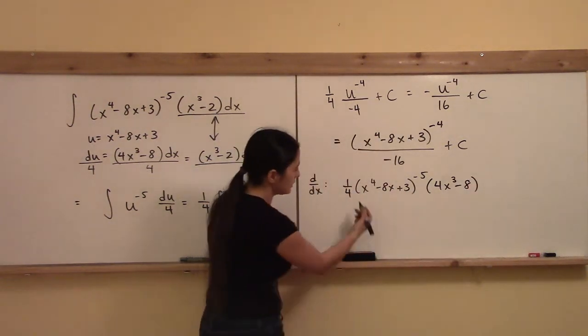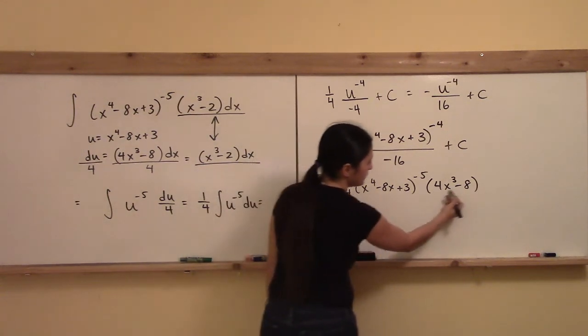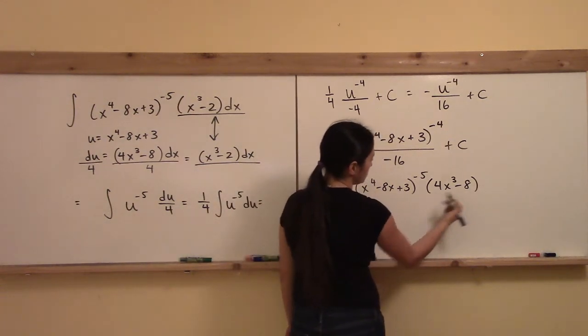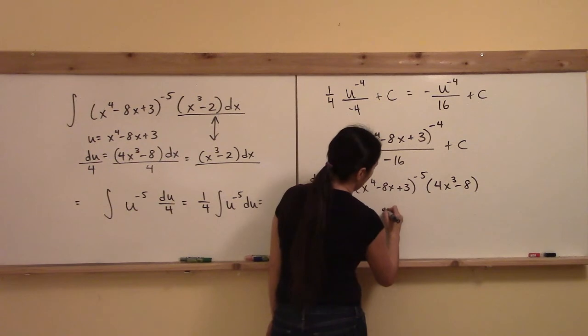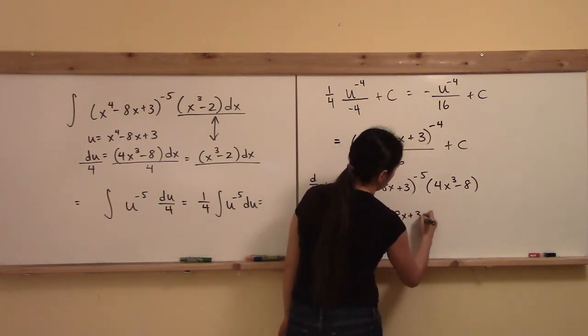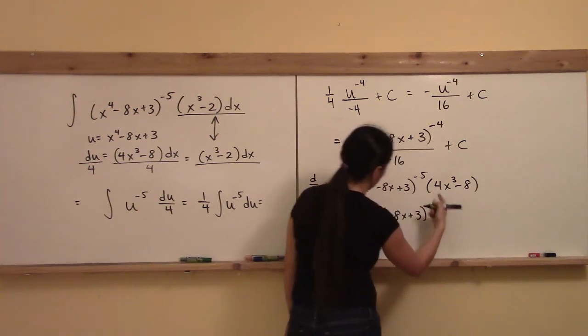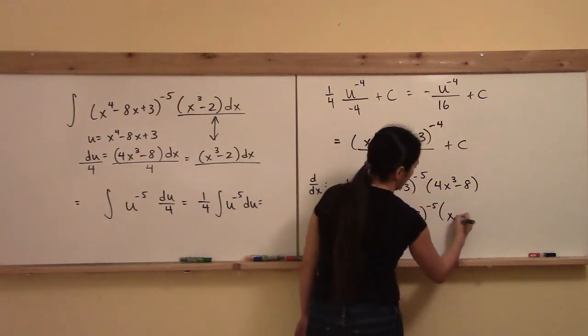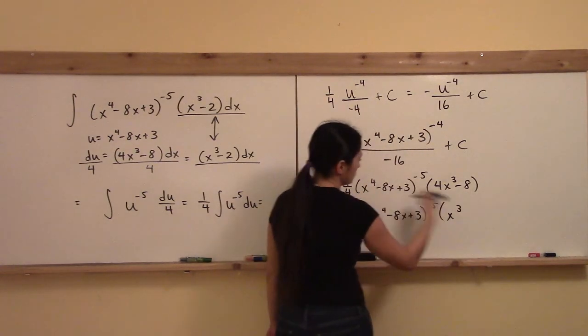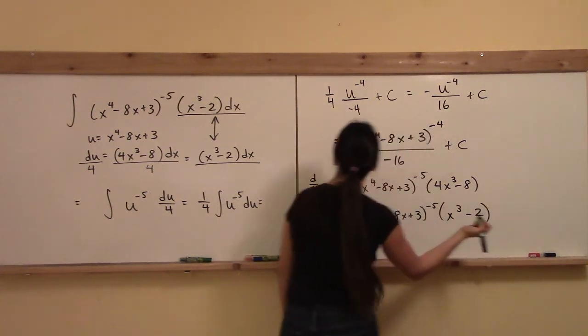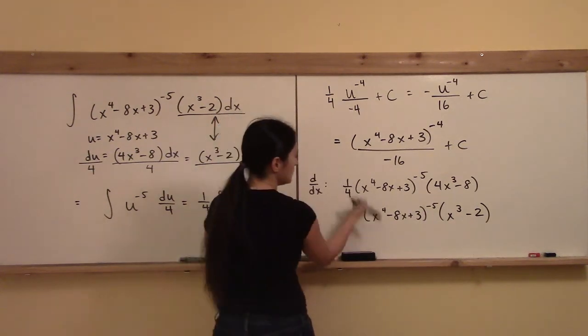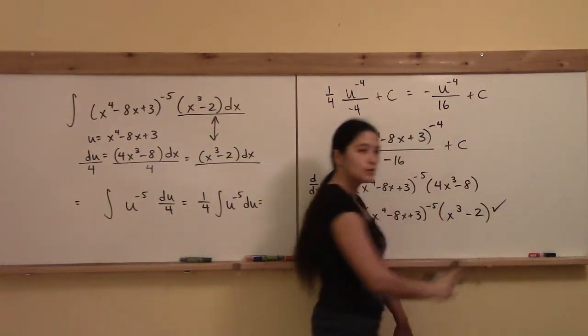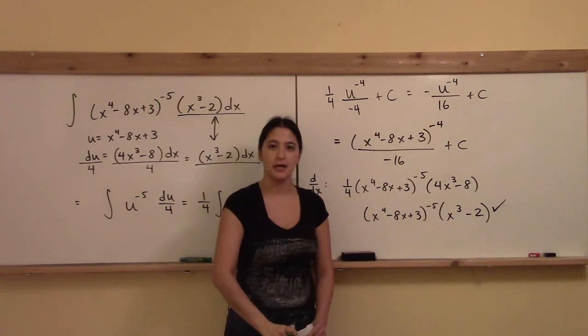And now we notice that when we multiply 1/4 times this right here, what we get is this quantity to the minus 5, and this 4 cancels that 4, so we get x cubed, and that minus 8 divided by 4 becomes a minus 2. Alright, we got the integrand back again, and so we check, and so we can go home nice and happy.